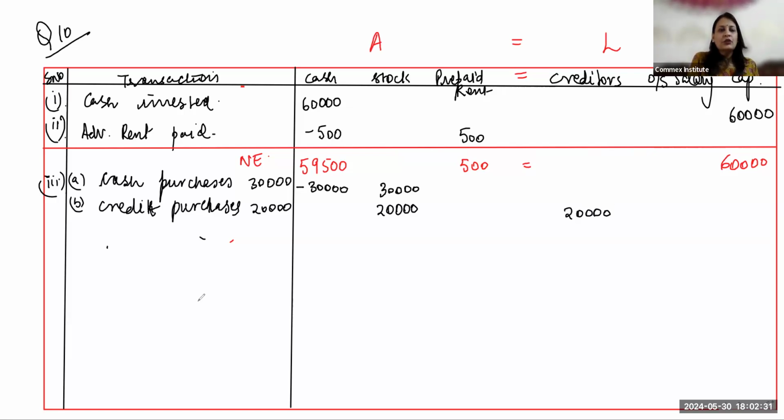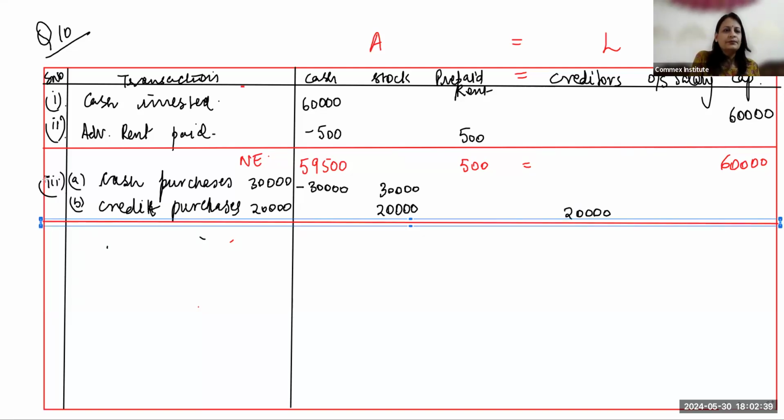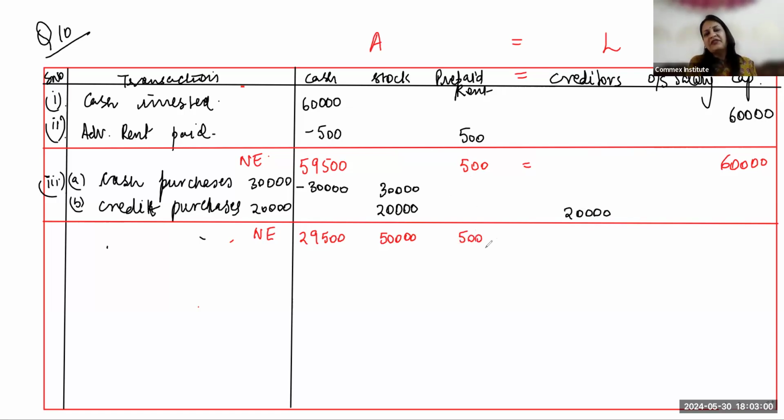And now it is time to draw the new equation. So draw a line using your scales and then put the new equation. So the new equation, my cash has now gone down to 29,500 because I made a payment of 30,000 for the purchase of stock. My stock is now 50,000. I've purchased 50,000, 30,000 for cash and 20,000 for credit. Prepaid rent is still 500. Creditors, 20,000, goods purchased on credit. And 60,000, the capital, no change.